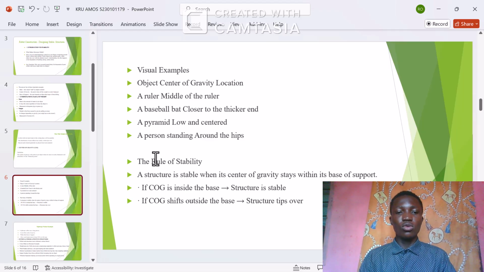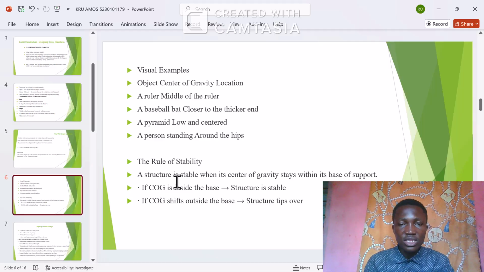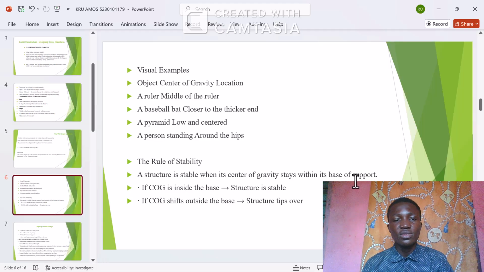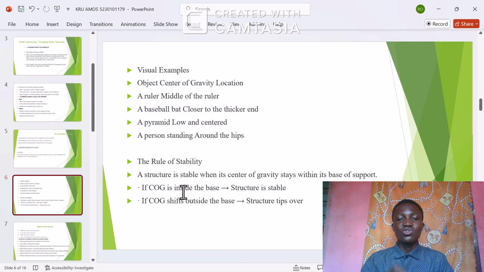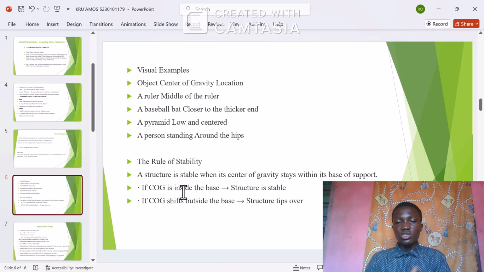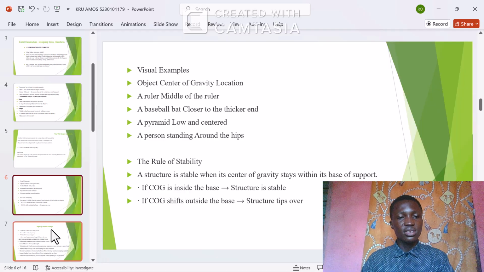A rule of stability: a structure is stable when its center of gravity stays within the base of support. If the center of gravity is inside the base, the structure is stable. If the center of gravity shifts outside the base, the structure tips over. That is it.